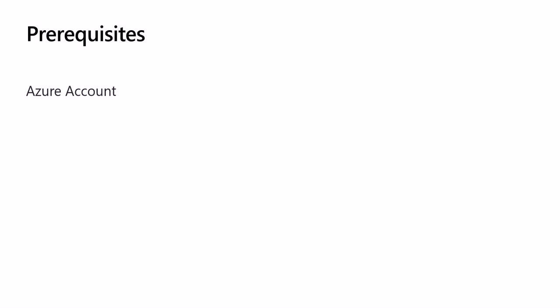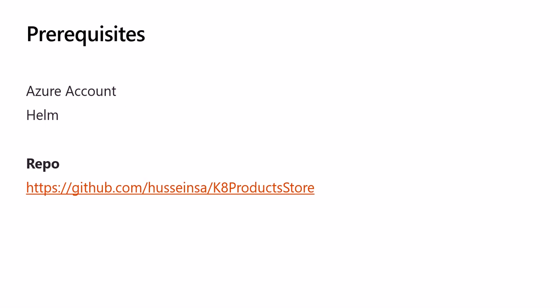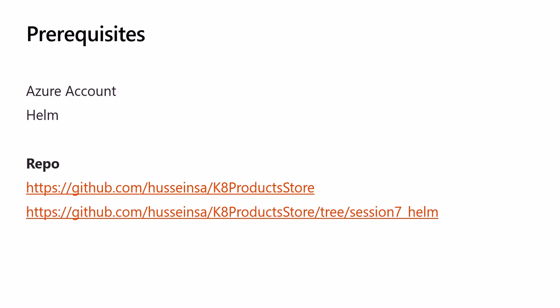In addition to the Azure account, you need to install Helm if you want to play with it locally. Otherwise, just use Azure Cloud Shell. I will always put some helpful resources and references in the video description to help you out. In addition to the repo that houses all the code, I started creating a dedicated branch for each session. You can find the code for this one here.